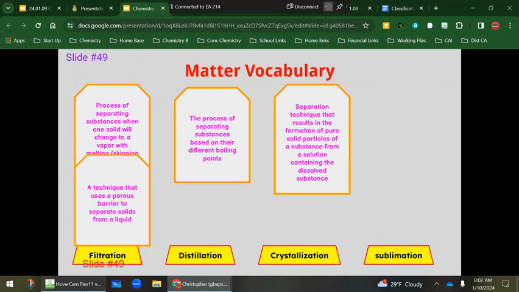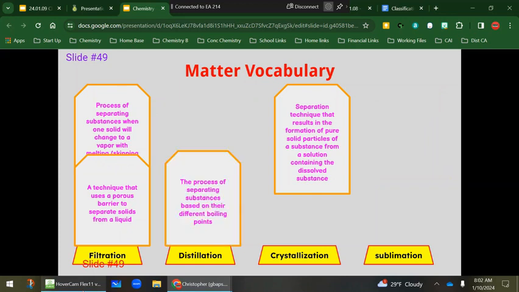So filtration is a technique that uses a porous barrier to separate things in a liquid. For example, if you have sand and water, you could separate them by putting them through a funnel with a piece of paper in it to separate the solids out of the liquids. Filtration, okay? Distillation is the separating of substances based on different boiling points. So for example, alcohol and water in a container, you could separate the alcohol because it will boil at about 78 degrees. The water will not boil till 100 degrees, so you can separate the two of them with this process.